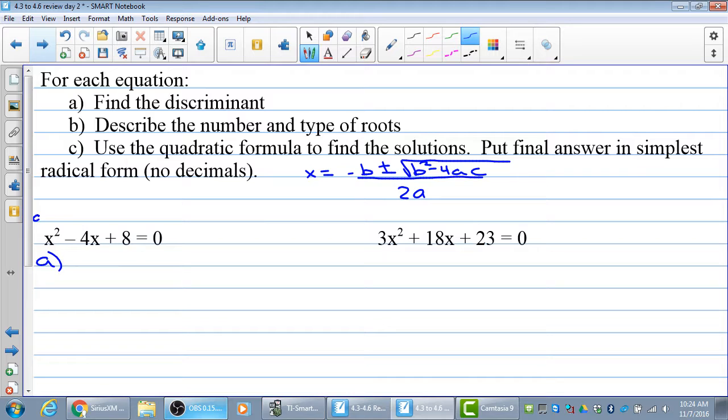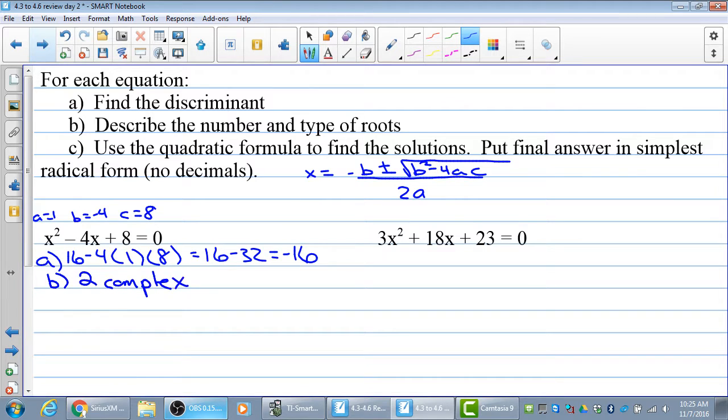So let's take this. Here's your a is 1, your b is negative 4, and your c is 8. So we have b squared minus 4 times 1 times 8. b squared minus 4ac, that's your discriminant. 16 minus 32, that's negative 16. There's your discriminant value. Well, it turns out that we'll have to square root a negative value when we use the quadratic formula. So B, I have 2 complex answers, 2 imaginary values, because I have to square root a negative.